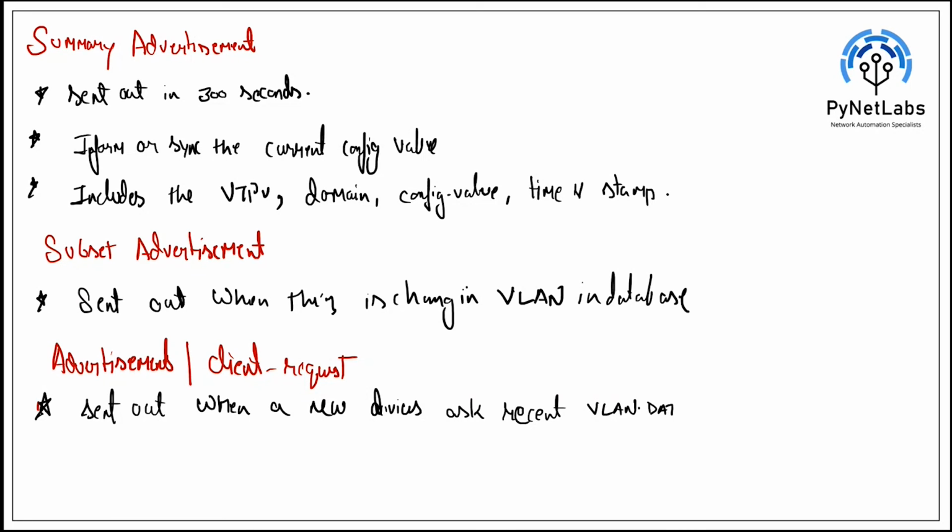This advertisement is basically a request by a client to receive the more detailed subset advertisement. And what does the subset advertisement say? It is sent when there is a change in the VLAN database. It is always done by the client, not by the servers, because servers are only going to send. The clients request the most recent subset advertisement and configure all the values.